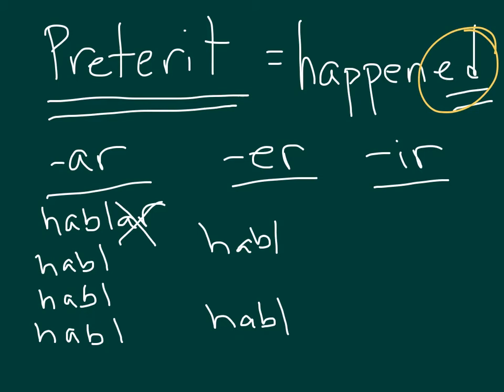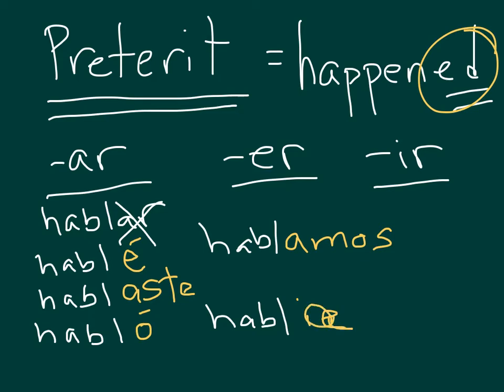So in the yo form, instead of an O, you're going to work with an accented E, hablé. In the tú form, hablaste. Third person form, habló. Nosotros form, hablamos. And the ellos, ellas, ustedes form, oh my, what am I doing?